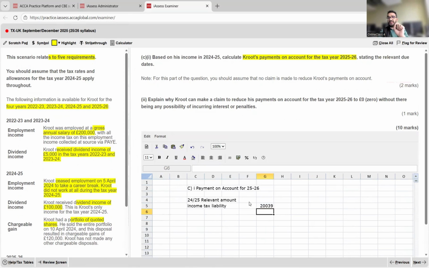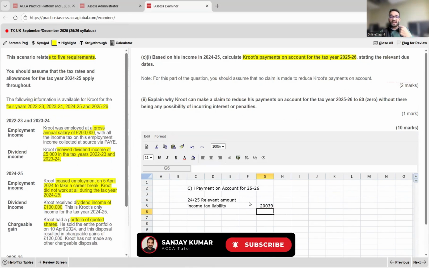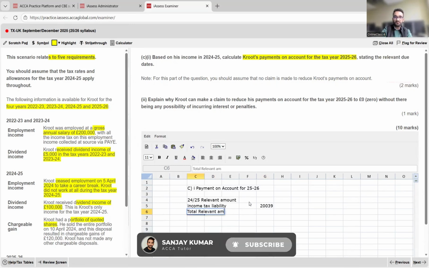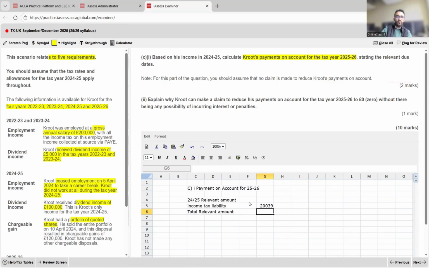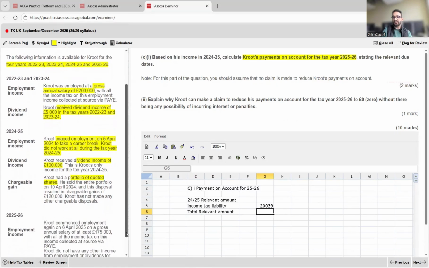Remember, capital gain is irrelevant because capital gains tax is payable in one payment. We do not pay any payment on account on the capital gains. So his total relevant amount is this. As they have not paid any PAYE or anything in 24-25, because it is dividend income, he will be paying the tax by himself. So what will be the payment on account? Half. Right? Payment on account, stating also the relevant due dates as well.